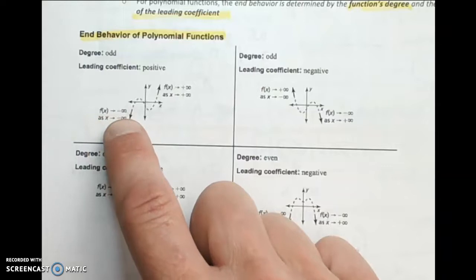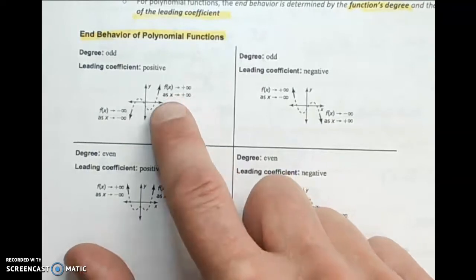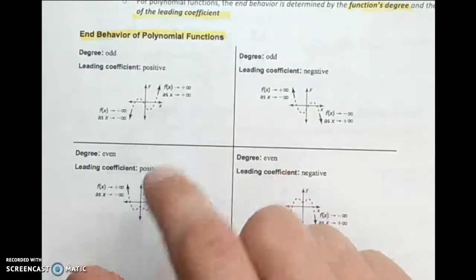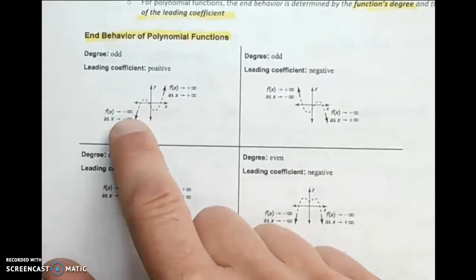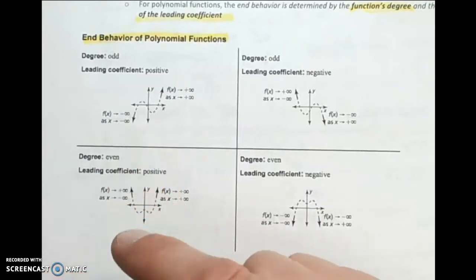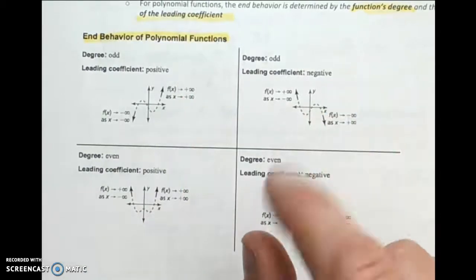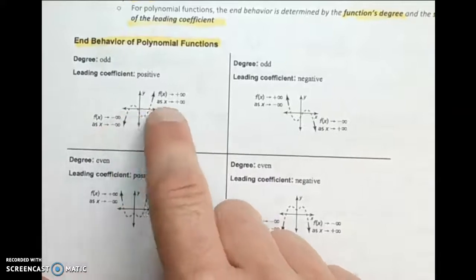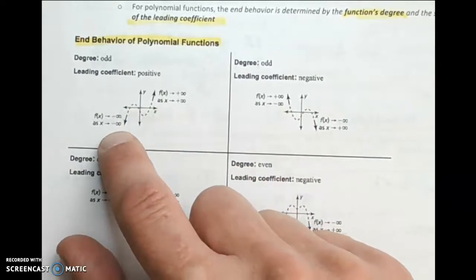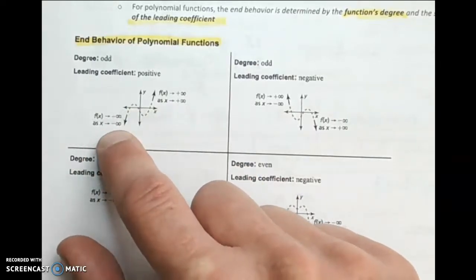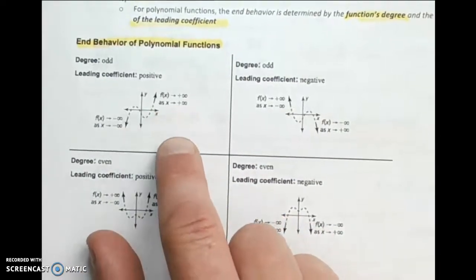f of x approaches negative infinity as x approaches negative infinity, and f of x approaches positive infinity as x approaches positive infinity. What does that really mean? Well, f of x is really the y going up or down. So if it says negative infinity for f of x, that really means it's going down. If it says positive infinity for f of x, that really means it's going up. Alright, x is your horizontal, right, x-axis. So if it says x approaches negative infinity, that really means it's going left. And if x approaches positive infinity, that means it goes to the right.